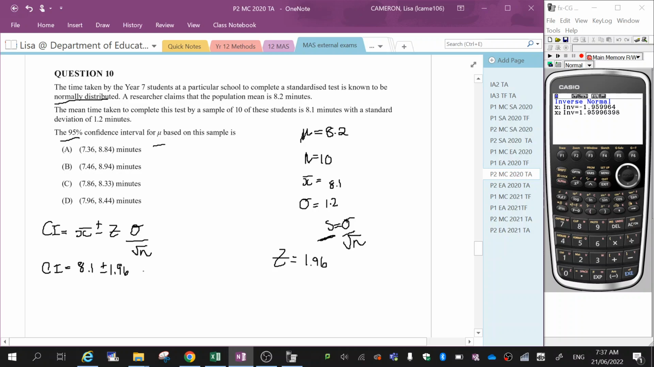Now our standard deviation is 1.2, and that is over the square root of 10. Okay, and now this will just allow us to find a confidence interval. This is a nice, easy question.